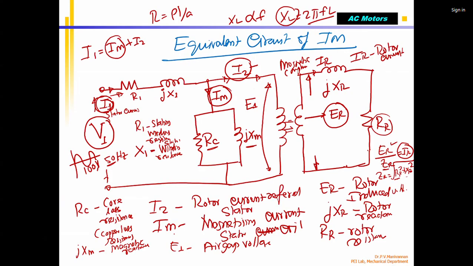Okay, now this is for this one. This equivalent circuit can be minimized like this. You can take this. This is called the minimized equivalent circuit.